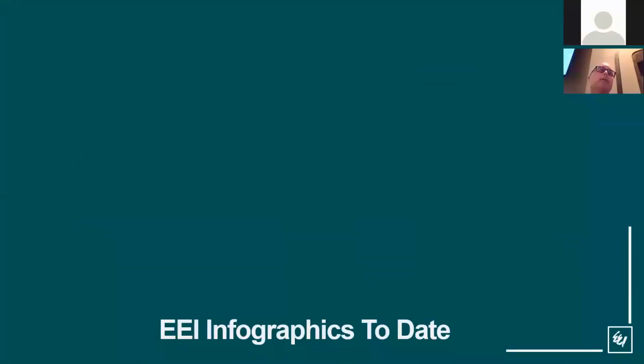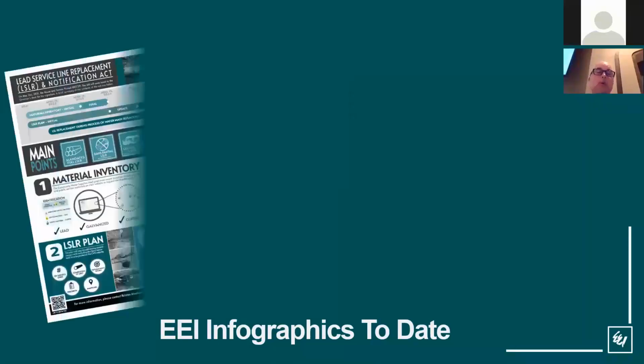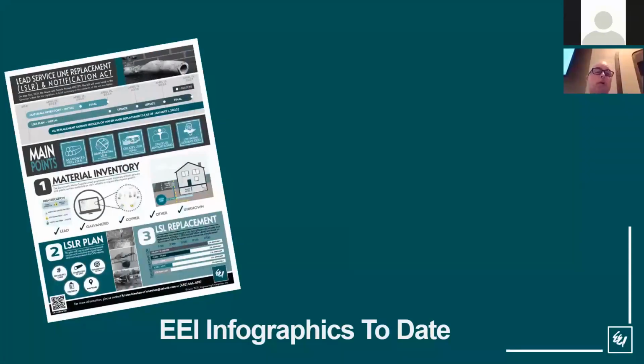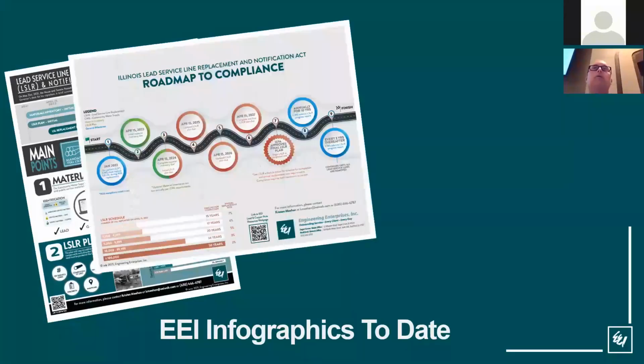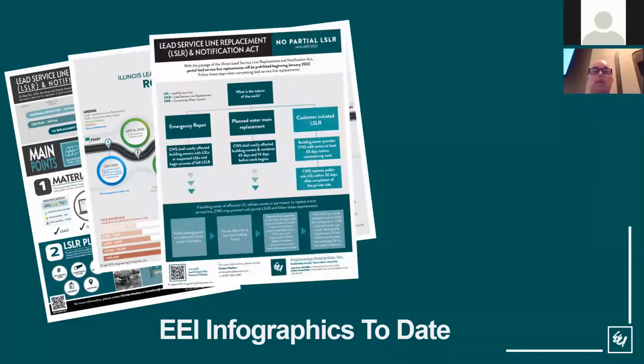Again, like I mentioned, we've issued 5. So in June, we issued the overview of the Lead Service Line Replacement and Notification Act. And then in July, we issued the roadmap to compliance to identify the timelines. And I'm going to talk about that a little bit more today, as well as Tim will talk about that too.